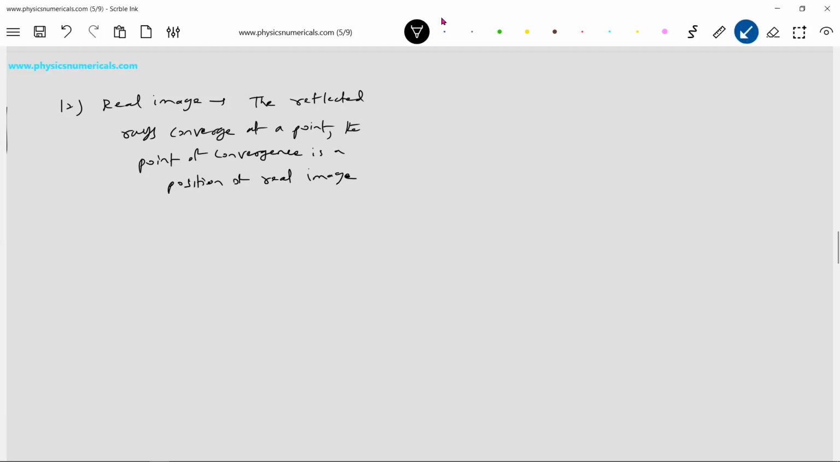Again, similarly, the idea is the same: the reflected rays meet at a point. This will be the position of the real image. The real image is represented by the symbol I, and the object is represented by O. What do you mean by a virtual image? Point 13.